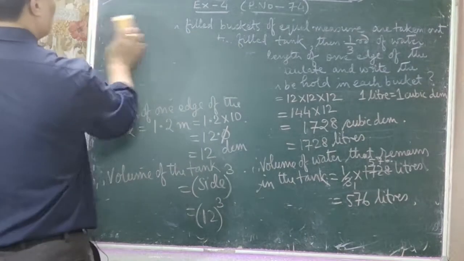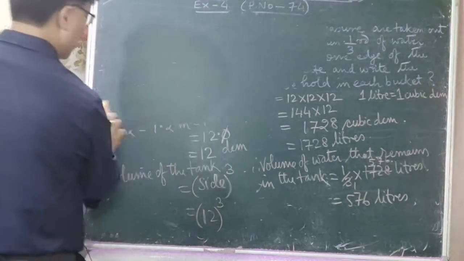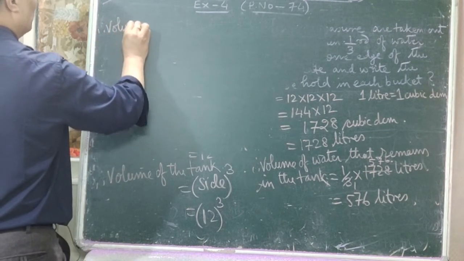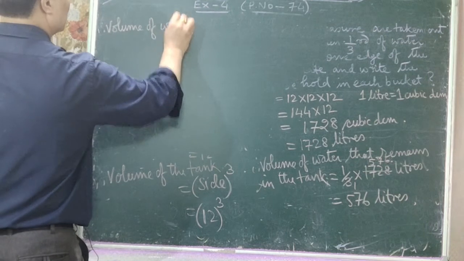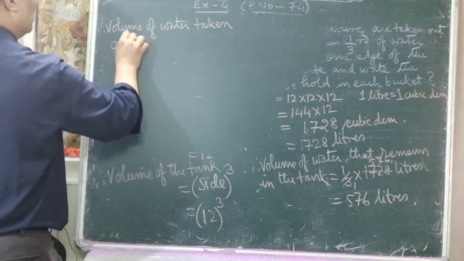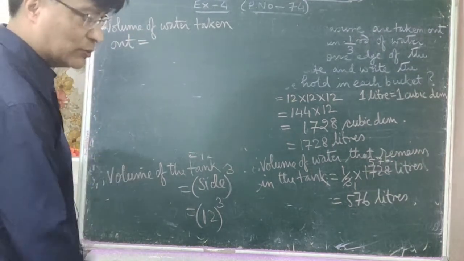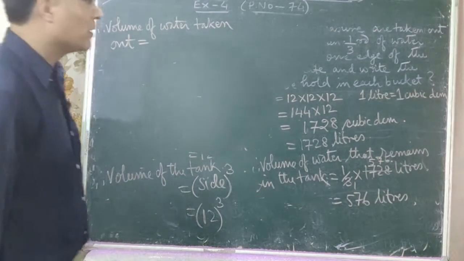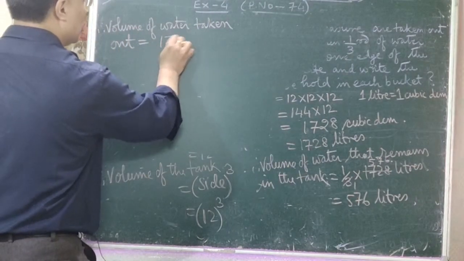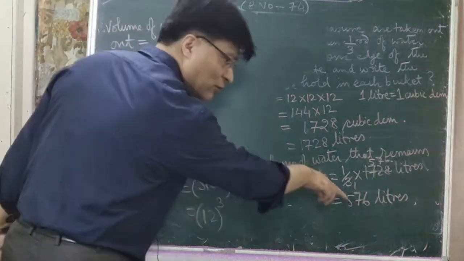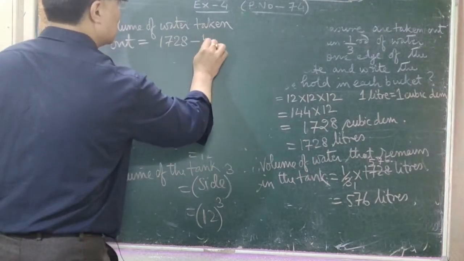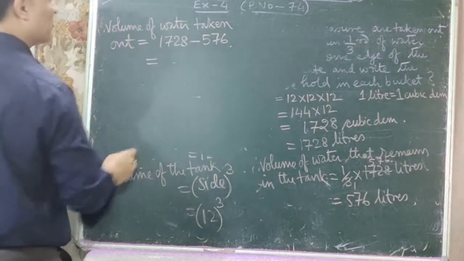So, कति निकाल्यो? What is the volume of the water taken out? So, let us write it. Volume of water taken out is equal to, अब कति volume of water चाहिँ निस्क्यो? जम्मा what was the total volume of water in the tank? That was 1728. 1728 बाट कति माइनस गर्नु पर्यो? कति चाहिँ ट्याङ्कमै रह्यो? 576. That is your 576. Now subtract it.